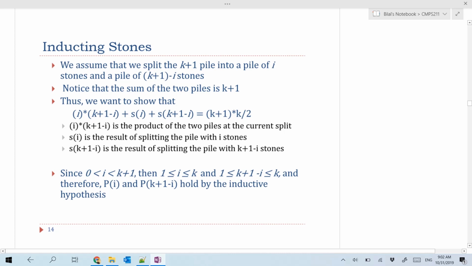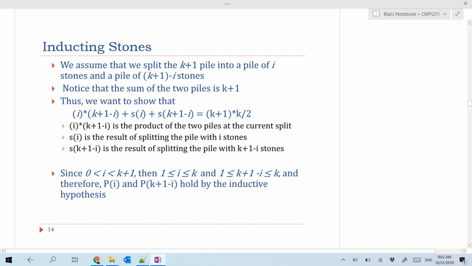And this is a recursive function. We don't know what the value of it is, but we can assume a certain property about it because I is strictly less than k plus 1, and k plus 1 minus I is also a number that is less than k plus 1. So both of them can be considered as j's for which the property holds, okay? So we want to prove that this is equal to k plus 1 times k over 2. So let's check if we can do it.